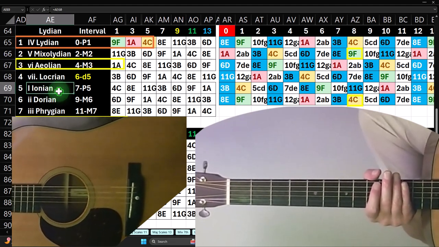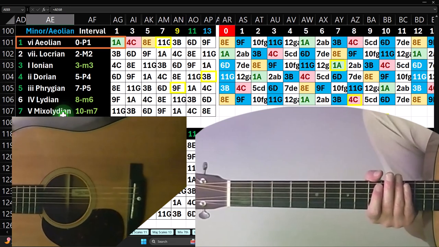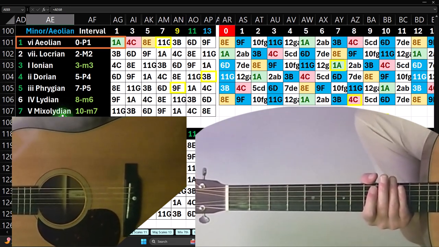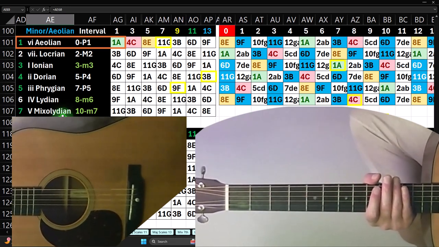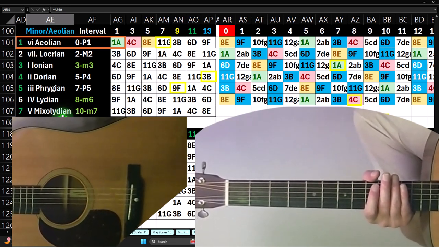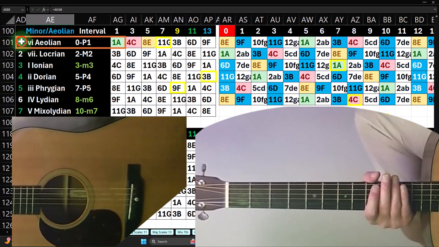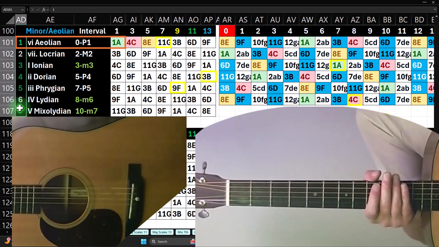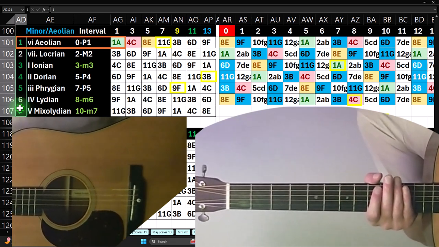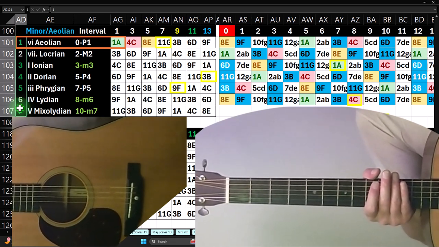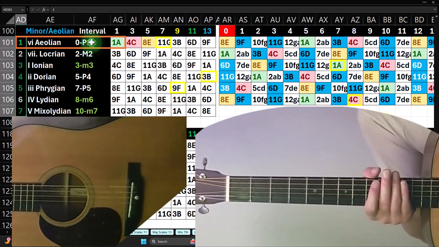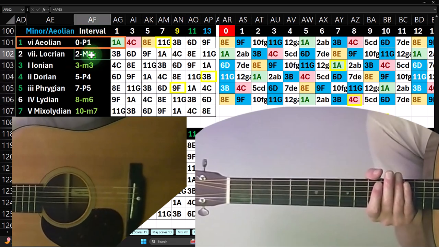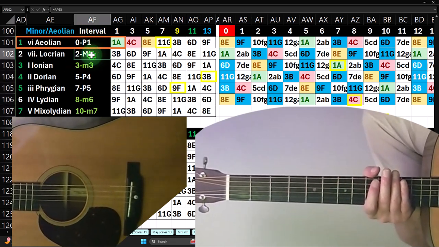And of course, we can do the same thing for the minor mode, which we're doing here. Now the minor mode, because it's so special, it's possibly the second most special mode in Western music. We possibly just want to memorize the relative positions and the modes related to it, like we do with the major, which we can do fairly easily once we know the major, because we can just take the intervals of the major and convert them to the minor modes.